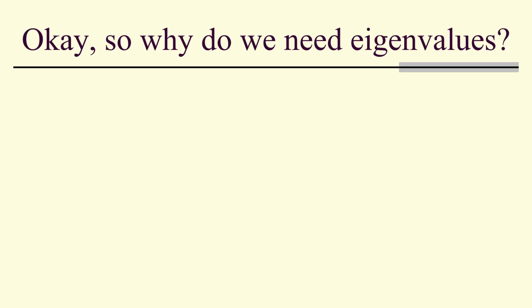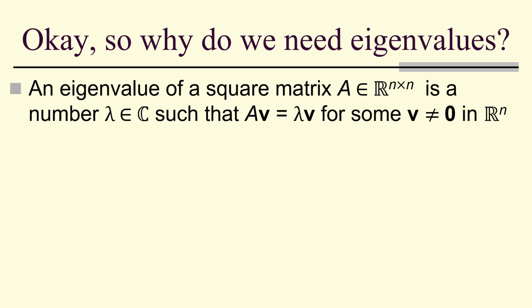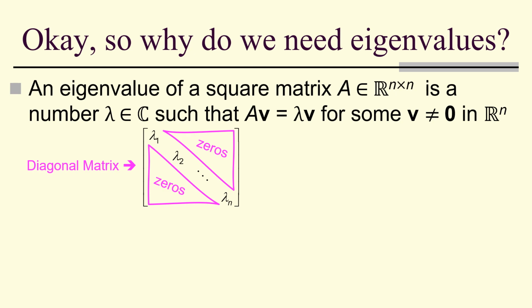Okay, so why do we need eigenvalues? Well, an eigenvalue of a square matrix A is a number lambda in C such that AV equals lambda V for some non-zero V in Rn. Now we're going to look at some notation. Notice that I only have the diagonal entries here. And what I mean by that is all those blank spaces are where we have zeros. And the coefficients of the diagonal matrix are the eigenvalues of the diagonal matrix.